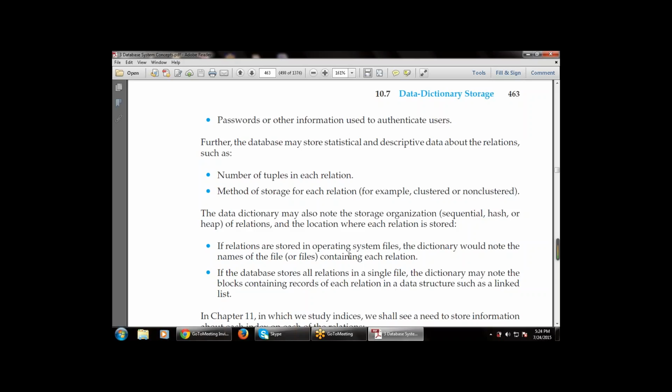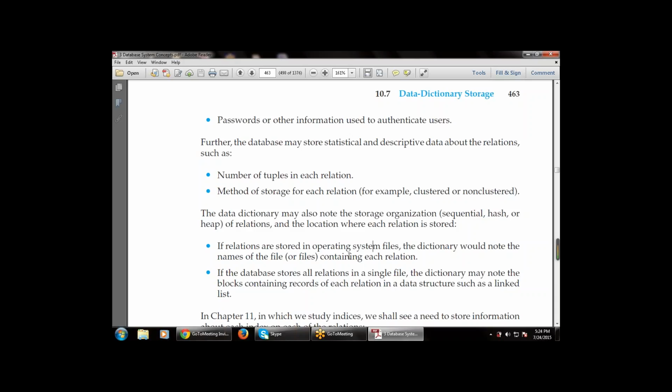Now the first one is, if relations are stored in operating system files, the dictionary would note the name of the files containing each relation. That is, the dictionary would also note the amount of file space available for each data storage. Next, if the database stores all relations in a single file. So first, every relation may be stored in a different operating system file. Next, in a single database, multiple relations may be stored in a single file.